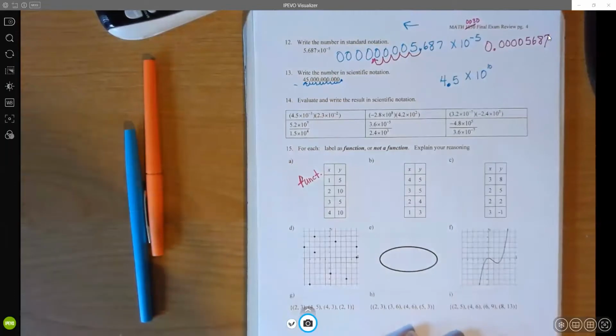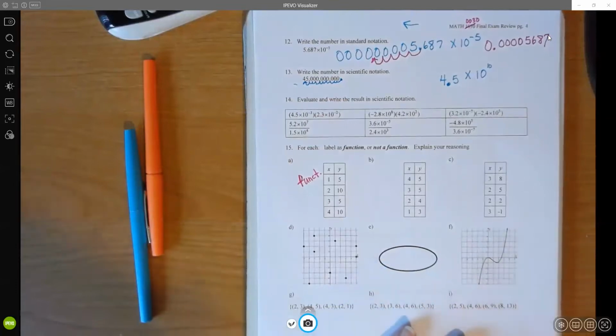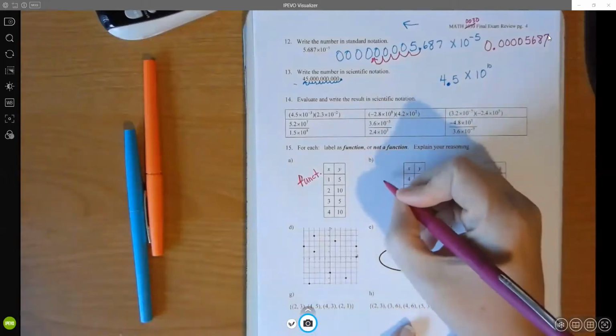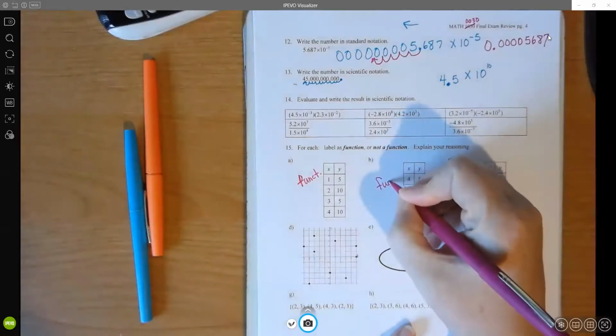Let's look at B. For 4, you will always tell me 5. For 3, you will always tell me 5. For 2, you will always tell me 4. For 1, you will always tell me 3. So it is a function.